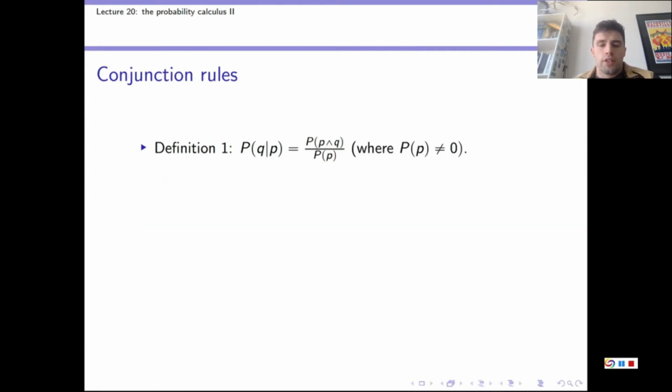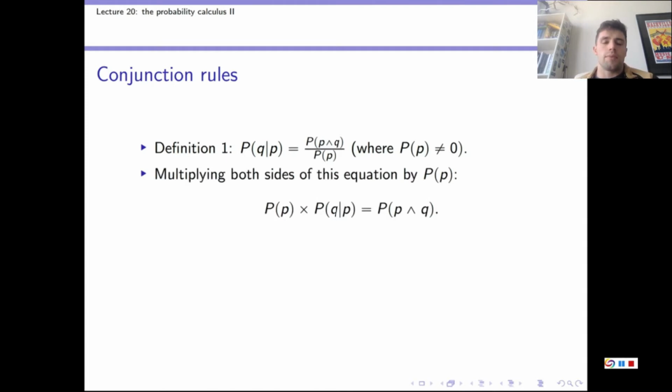Now, we've got enough on the table to define the special conjunction rule at this point. So recall the definition of conditional probability. If P and Q are statements where P(P) is non-zero, then P(Q given P) is P(P and Q) over P(P). Now if we multiply each side of this equation by P(P), we obtain P(P) times P(Q given P) equals P(P and Q).